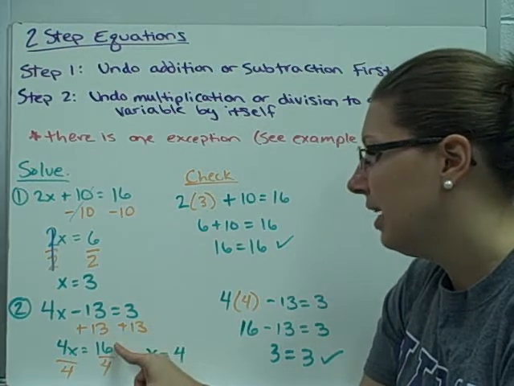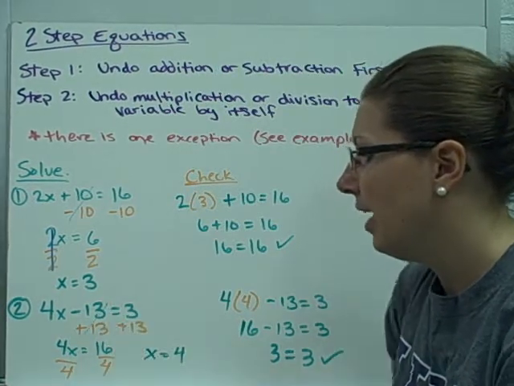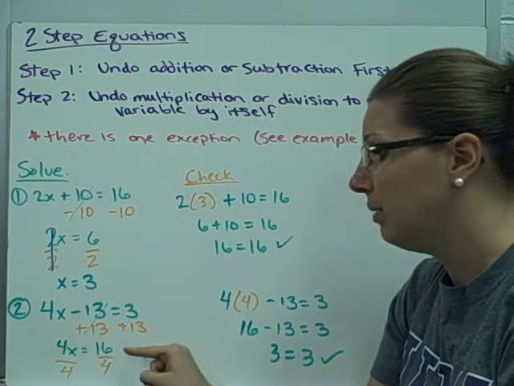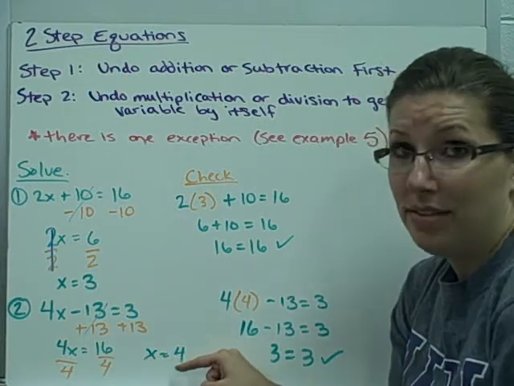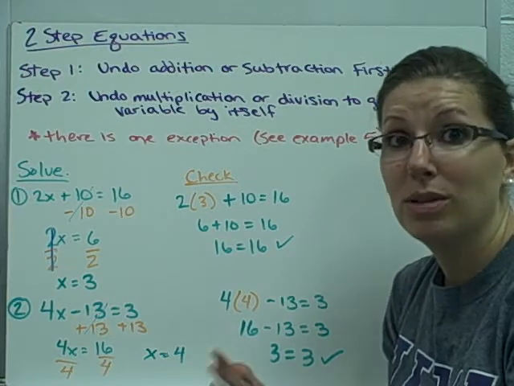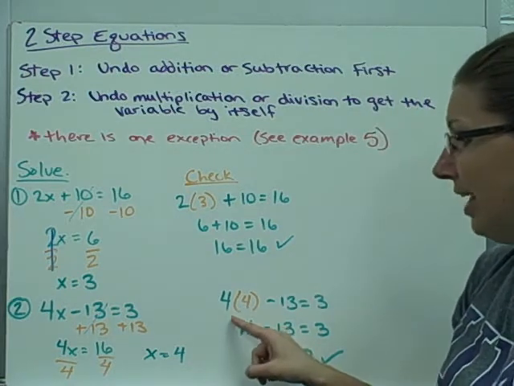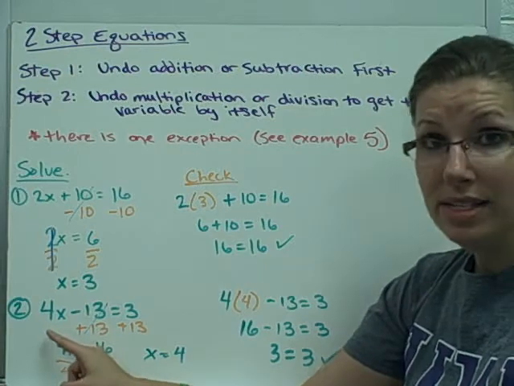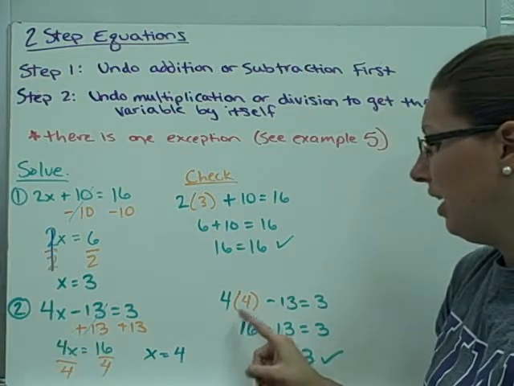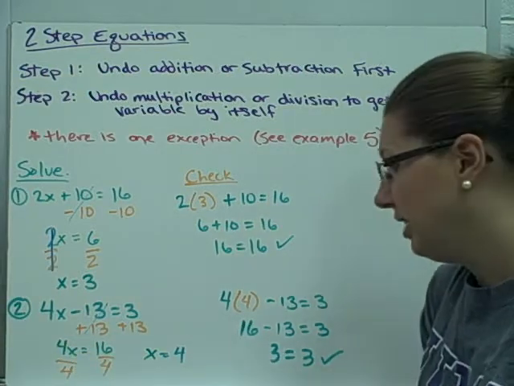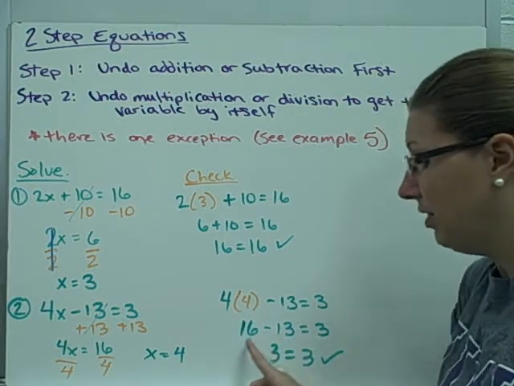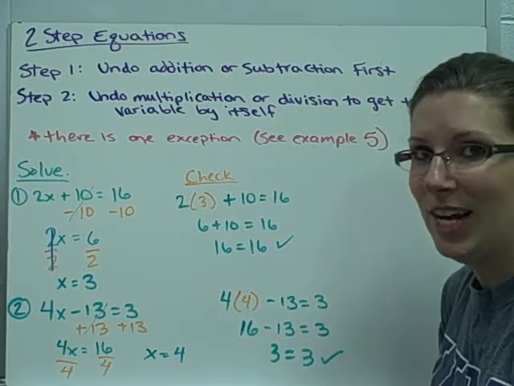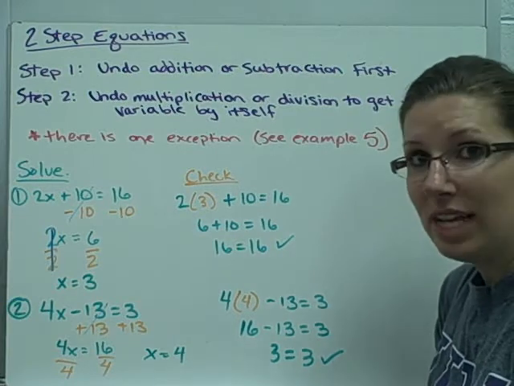13 plus 3 is 16. This canceled out. I'm left with 4x equals 16. I divide both sides by 4, and then I come to find out that x equals 4. So I plug that back in where x was in the original problem, and then I solve this using order of operations. 4 times 4 is 16. 16 take away 13 is 3. So my answer checks out.